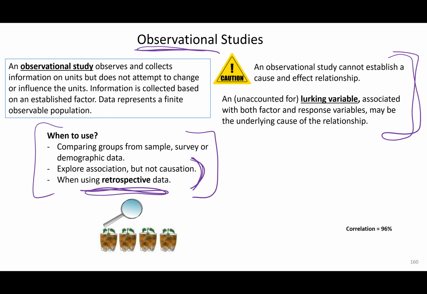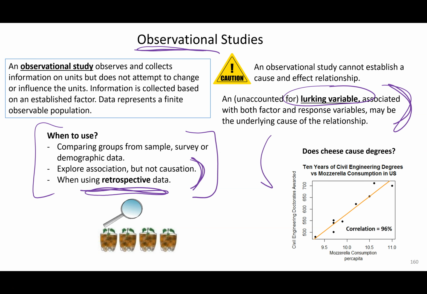Issues though, we really cannot say from an observational study alone that, hey, we have this cause and effect relationship. It's really hard because you didn't do it in a controlled setting like an experiment. You can have unaccounted for lurking variables. That could be a variable that's associated with the response, associated with your explanatory variable, or maybe both. And usually the lurking variable is a variable that you don't collect information on that could be impacting your results, but you don't have that information.